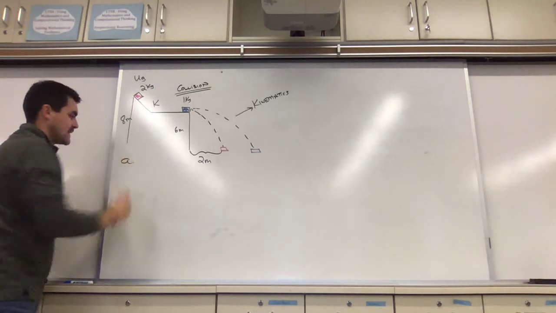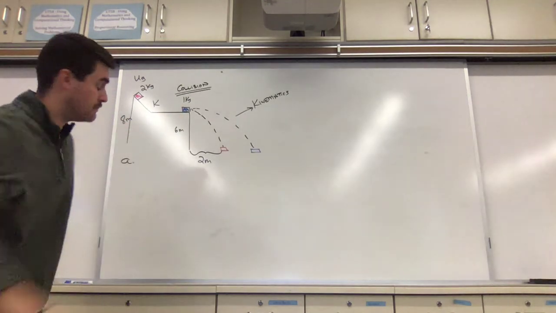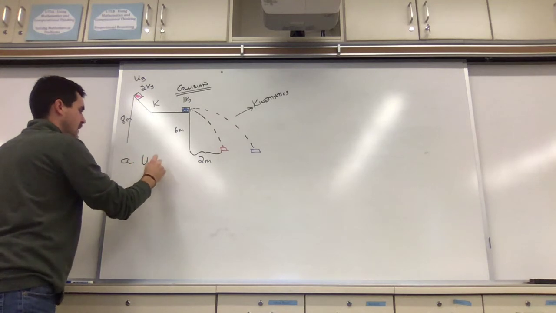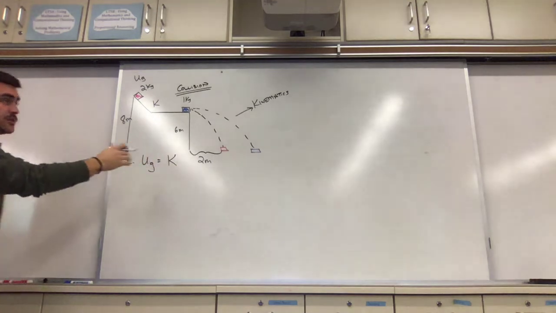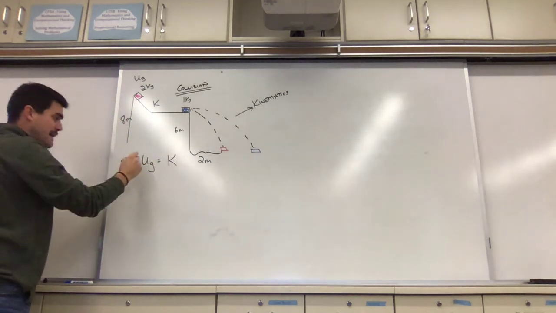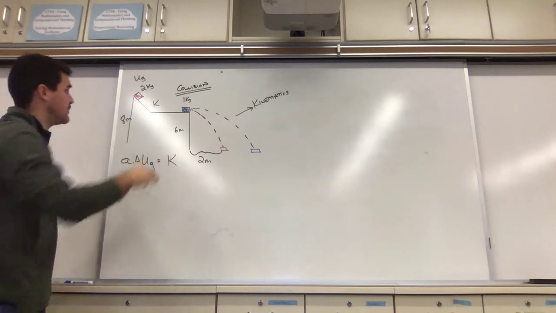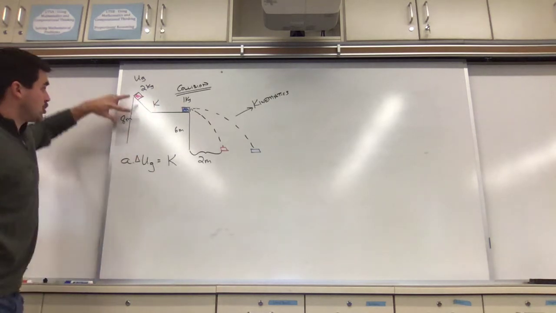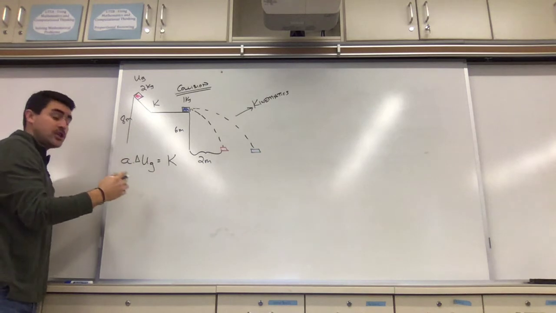Question A asks, how fast is the red block moving just before it collides with the blue block? That sounds like energy. I'm going to say UG before equals the kinetic energy right before the collision, right? As it slides down, it's gaining energy. So I'm actually going to call it change in UG because I'm not using 0 at the ground. I'm going to use 0 right here. Just the 2 meter drop from 8 meters down to 6 meters. That's going to be my change in UG.